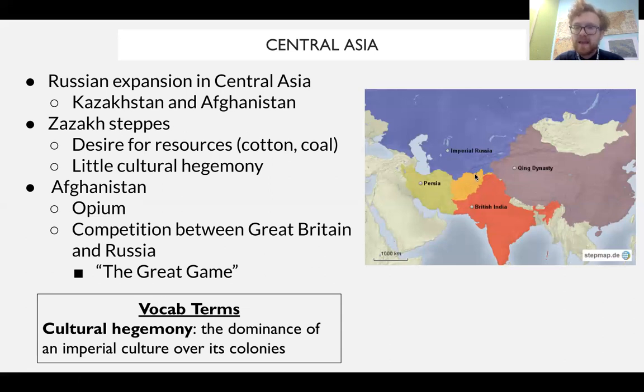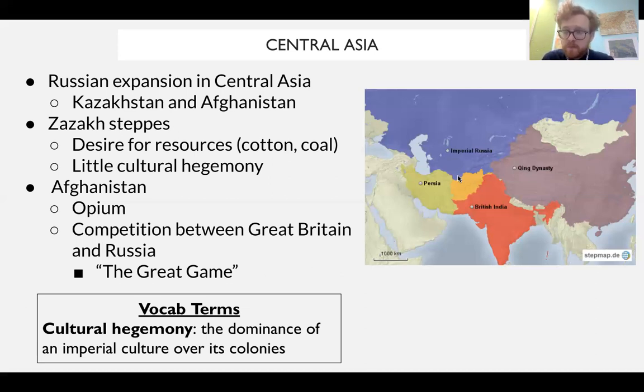One place where we will see Russian expansion is in Afghanistan. Afghanistan is going to be a desirable place for Russia. And why is that? Well, Afghanistan is a great place to grow opium. And what's opium used for? Well, as a drug, obviously, but it's also a major selling item of European powers in China. So if Russia wants to expand economically in China, it needs the thing China wants. It needs opium. So Russia wants to expand into Afghanistan.